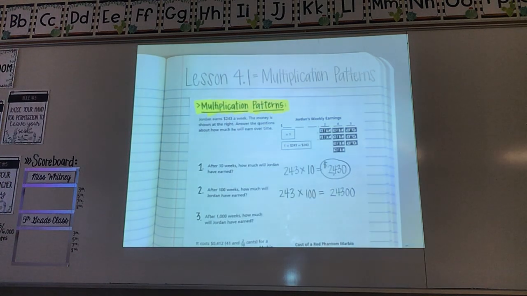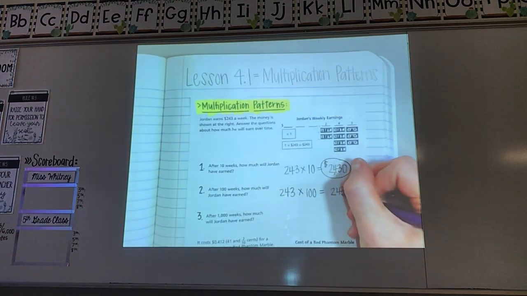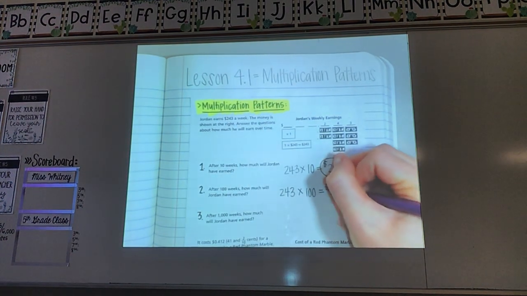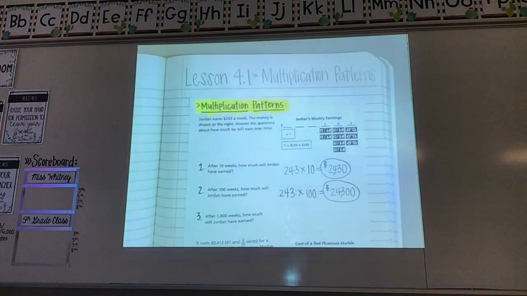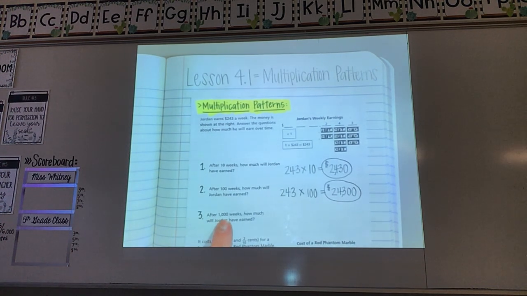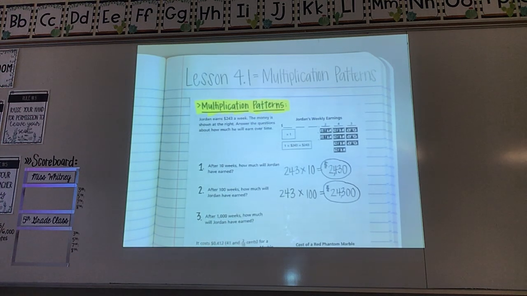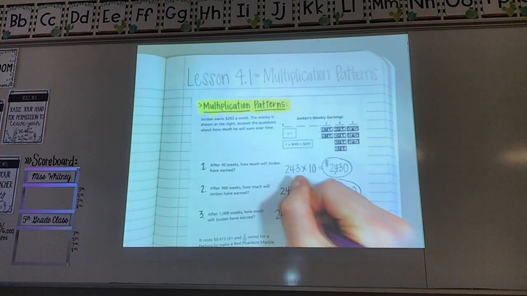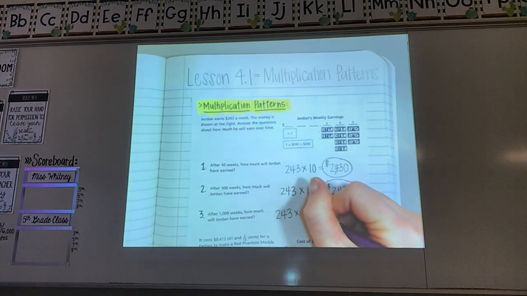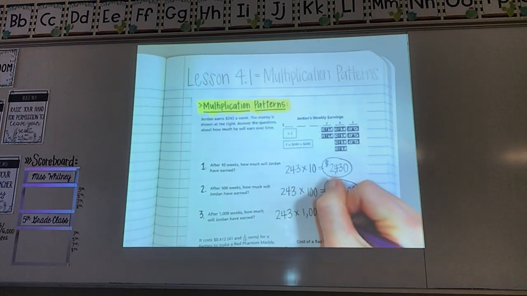Then I have to figure out where my comma would go. It would go right here and my dollar sign. So that means in 100 weeks, he earns $24,300. And last but not least, it says, after 1,000 weeks, how much will Jordan have earned? Well, remember, he earns $243 in 1 week, and we want to know, so times 1,000 weeks.